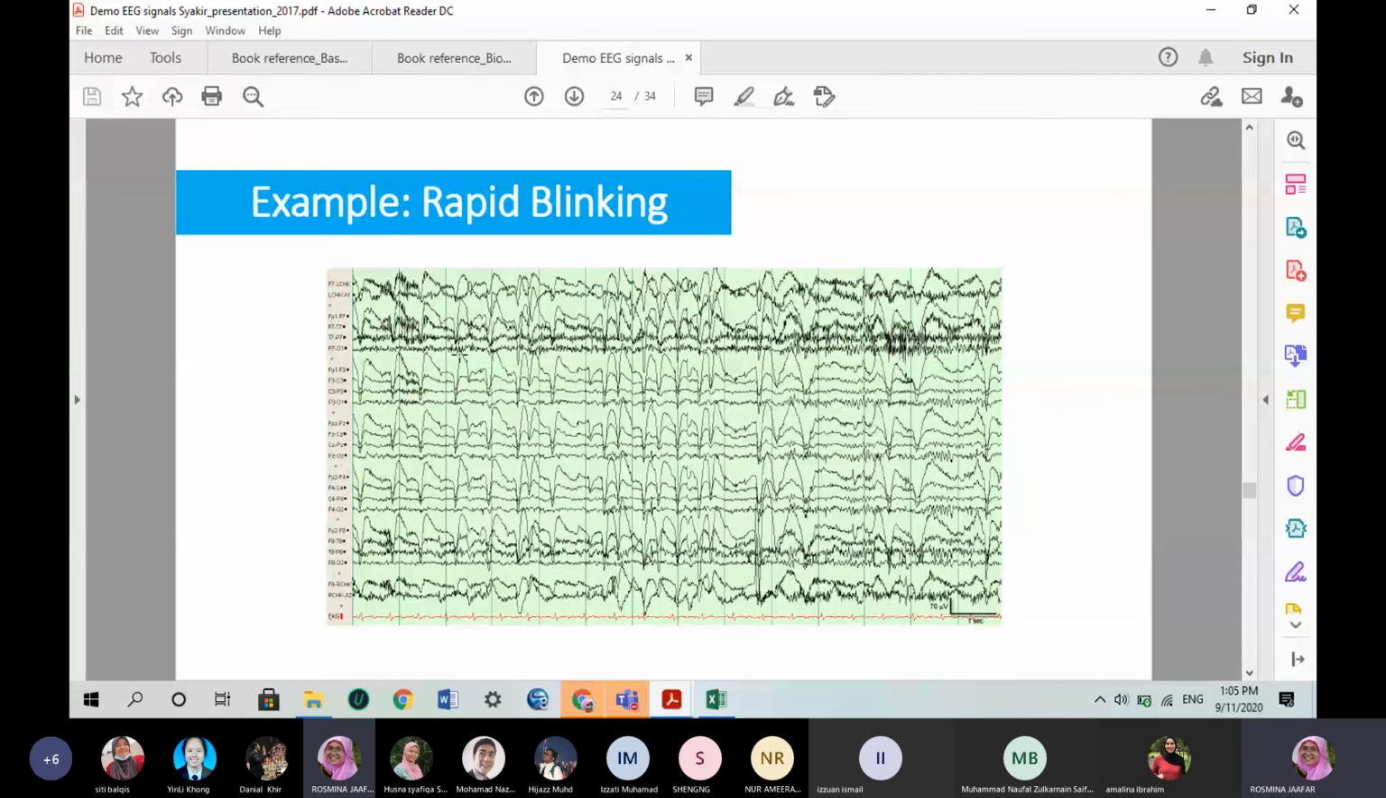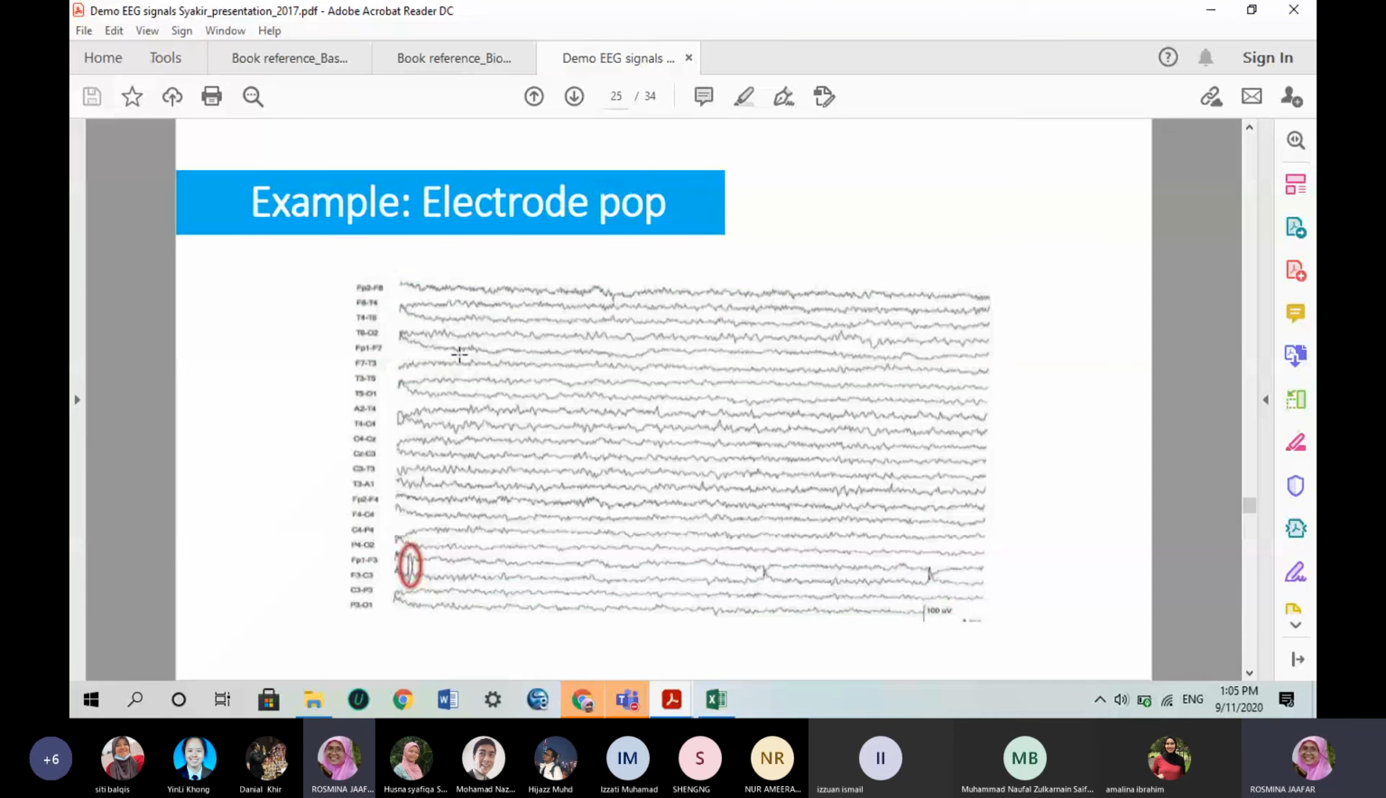Rapid eye blinking. You will see all channels involved. The characteristic of eye blinking is that it comes from the frontal electrodes. Okay. Electrode pairs, some channels have opposite polarity, especially channels that are adjacent to each other.